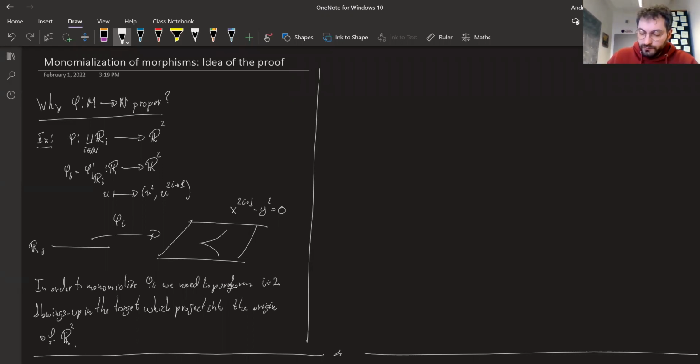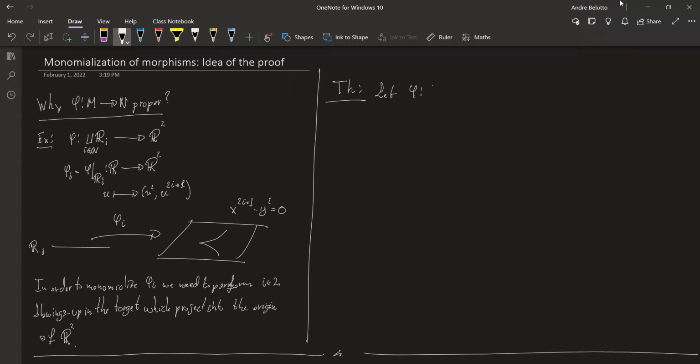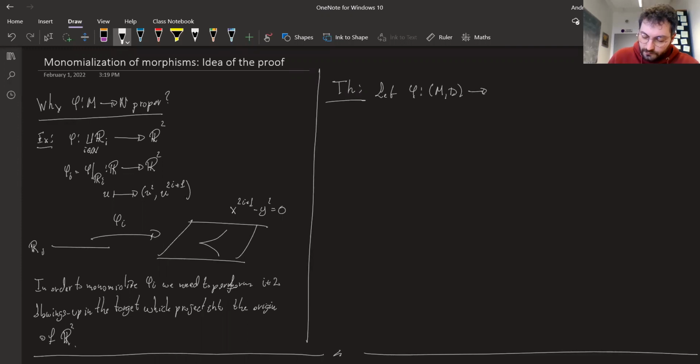Okay. So we could restate the theorem in the following form, in a currently weaker form, but which actually implies the other and doesn't need proper. So let phi from (M, D) to (N, E) be a Q-morphism, a quasianalytic morphism. Let us fix a point a in M, and b is the image of a.